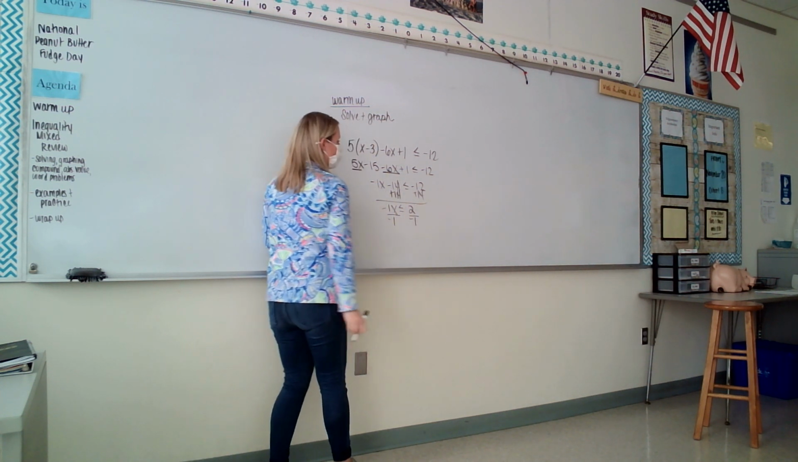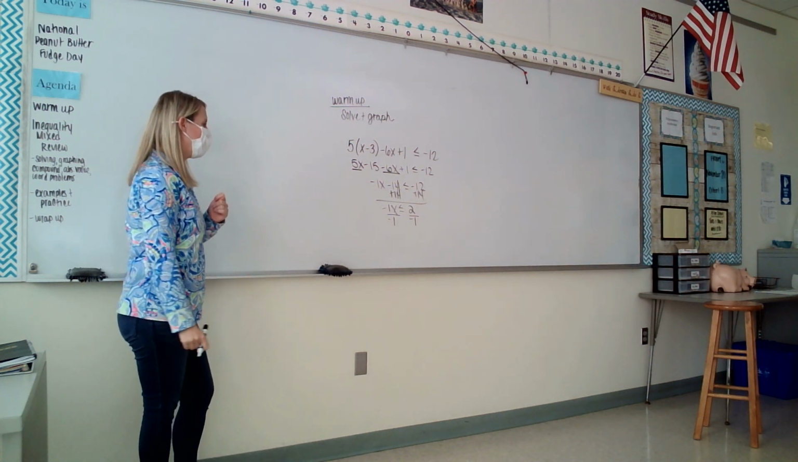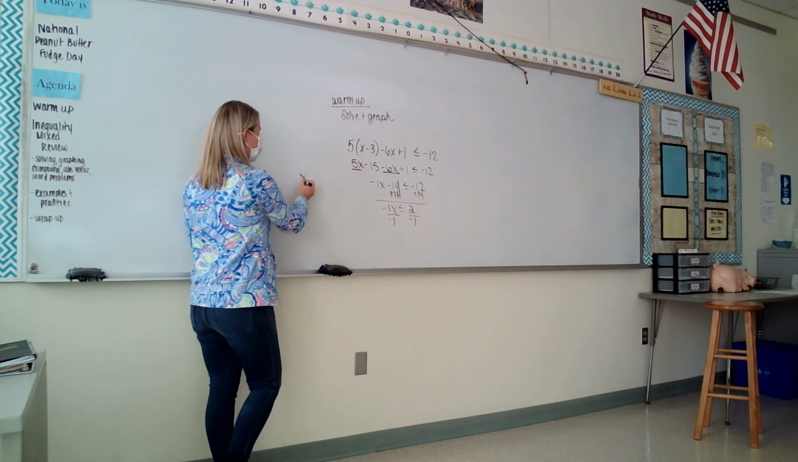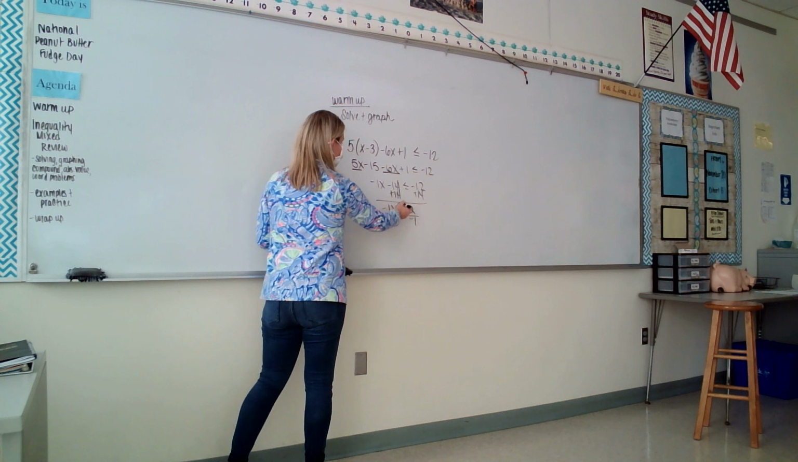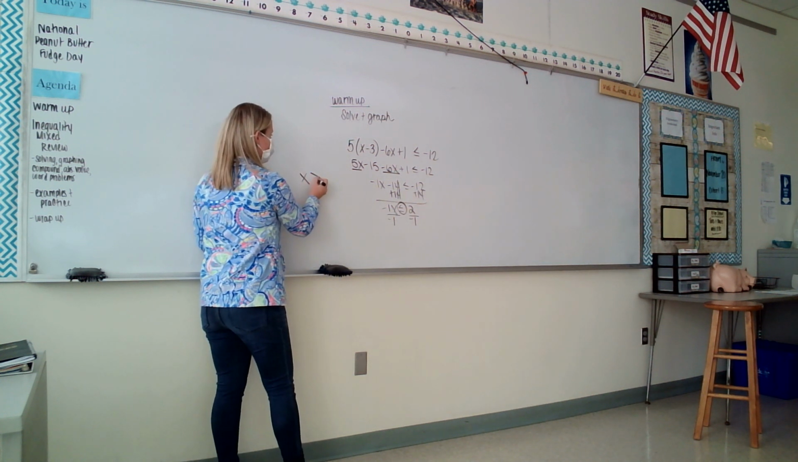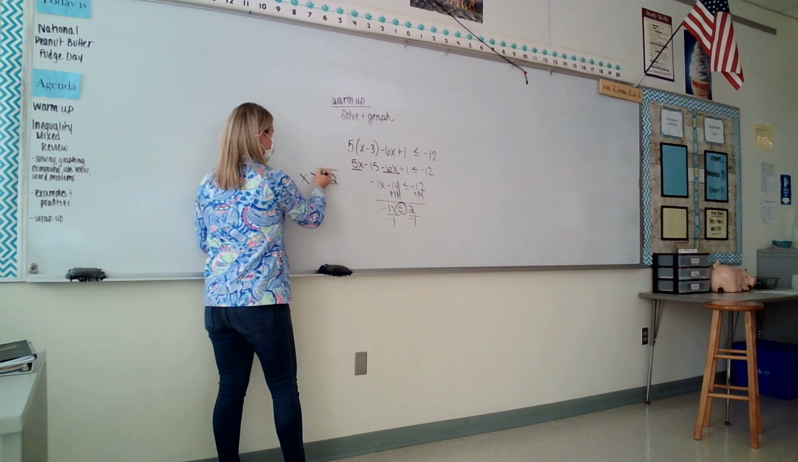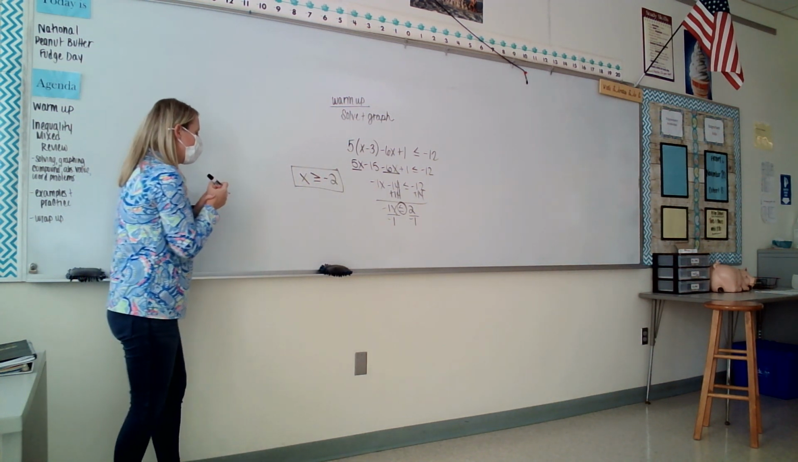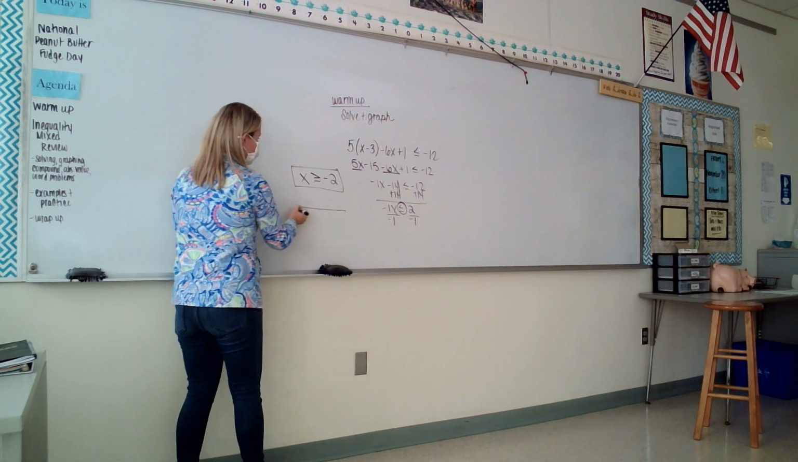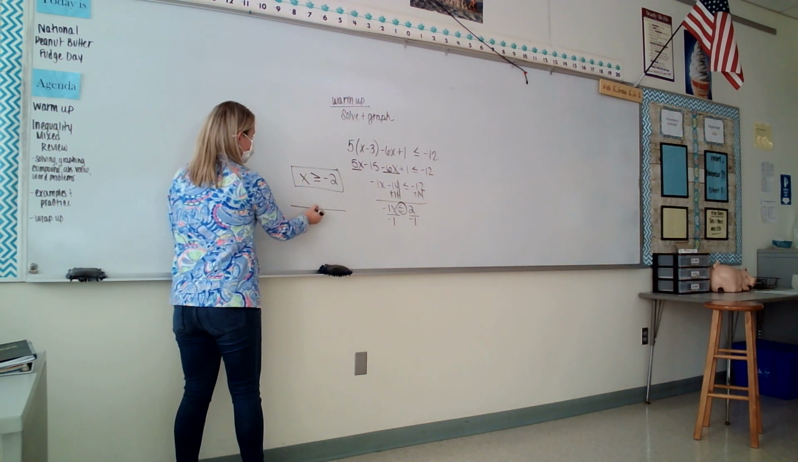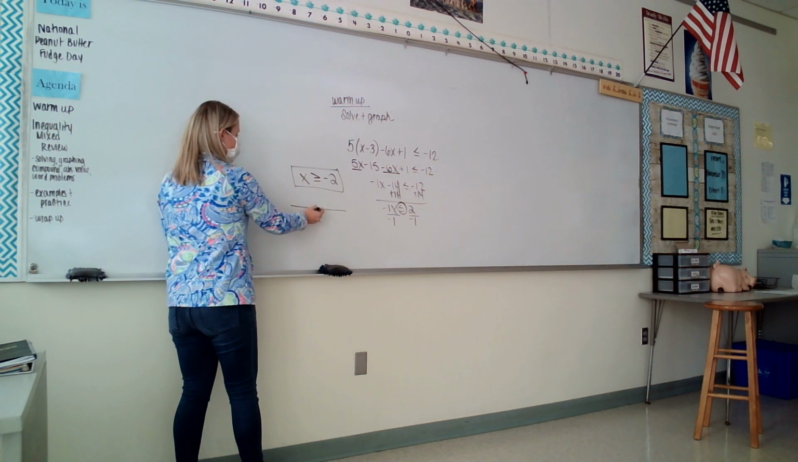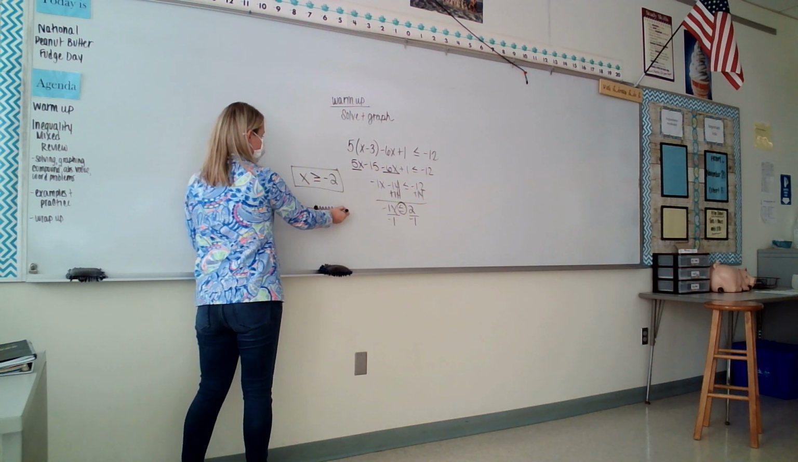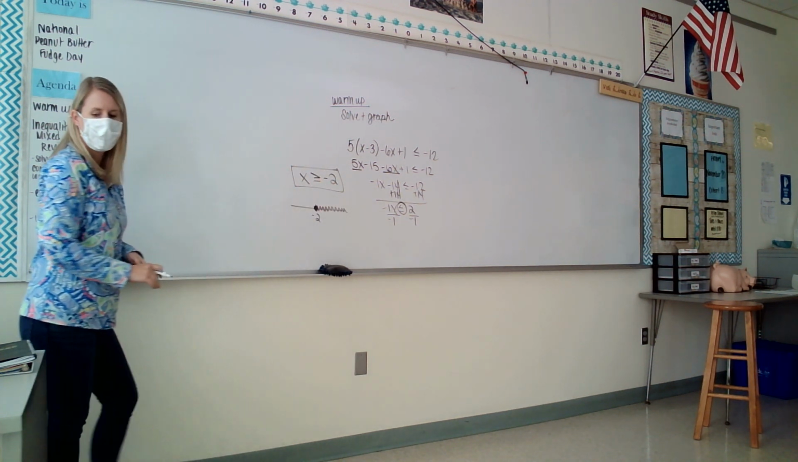So hopefully somewhere in your brain, a little alarm went off. I'm dividing by a negative, so I have to flip this inequality. So your final answer should be x is greater than or equal to negative 2. And it does ask you to graph it. So on your number line, you would have a closed circle and you would shade to the right. And that would be your answer.